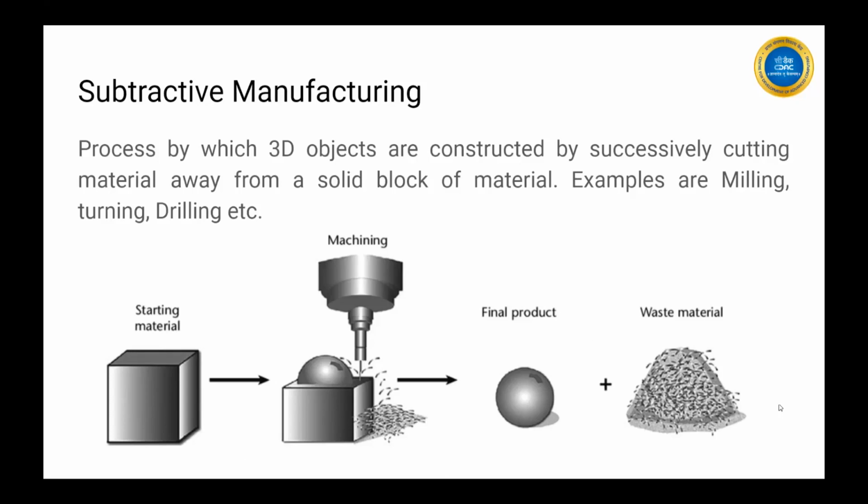So subtractive manufacturing is nothing but we will have a block of raw material. From that we will subtract out the excess part, and we will get the functional finished good. Okay, and there will be a lot of waste materials as well.